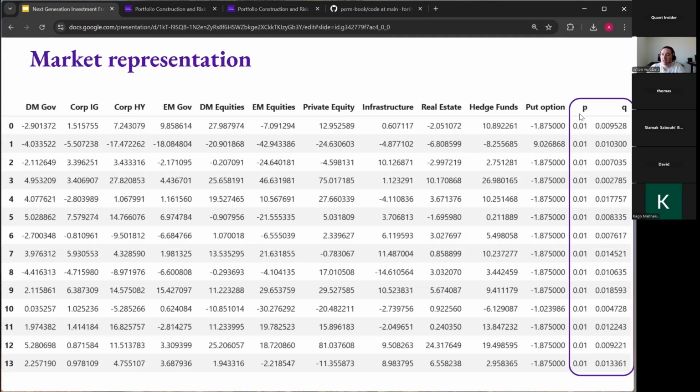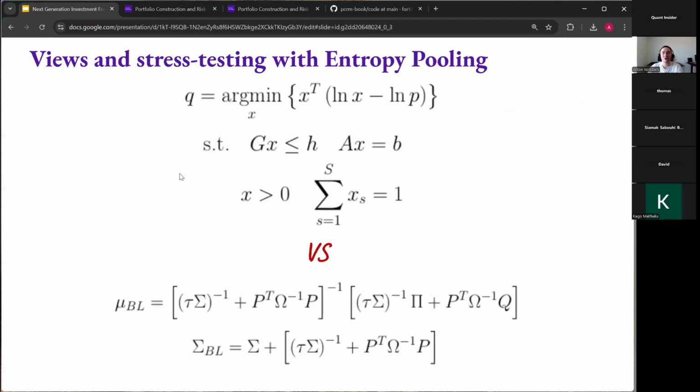Here on the right, you also see that we have different scenario probability vectors. So here we have a P, which is just uniform and assigns the same probability to all these scenarios. That's usually the case in the prior simulation because it's the risk model that determines how likely different outcomes are. But we can assign non-uniform probabilities to these scenarios, which is given by this vector Q. And the way that we compute these non-uniform probabilities is usually using a method called entropy pooling.